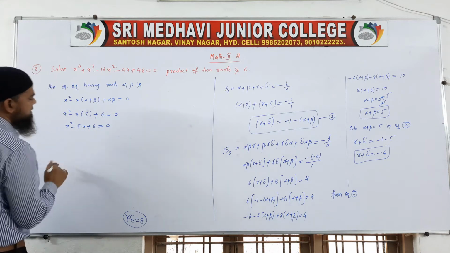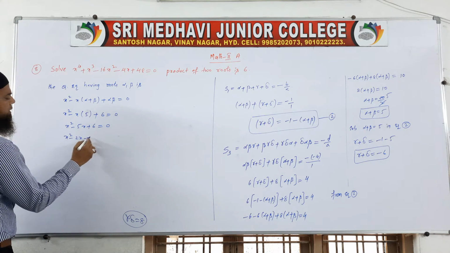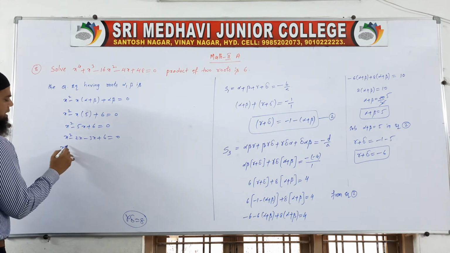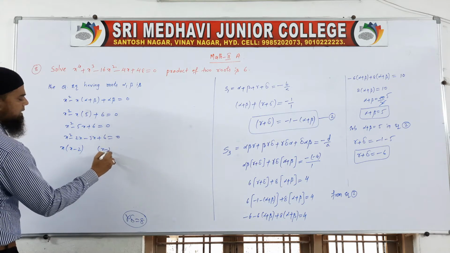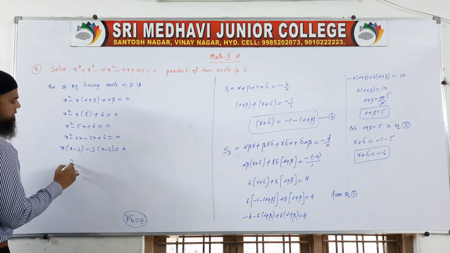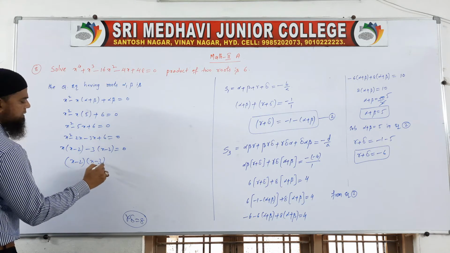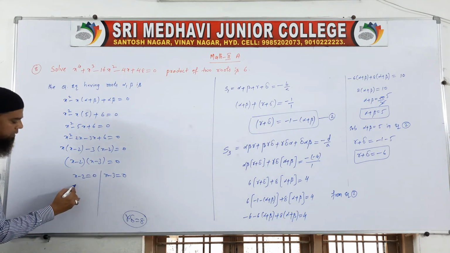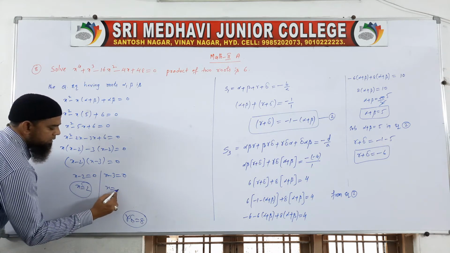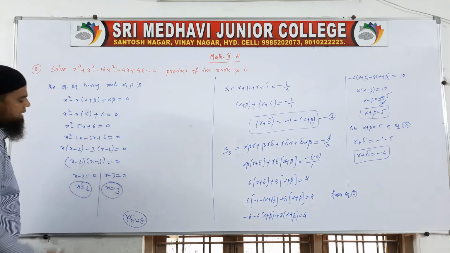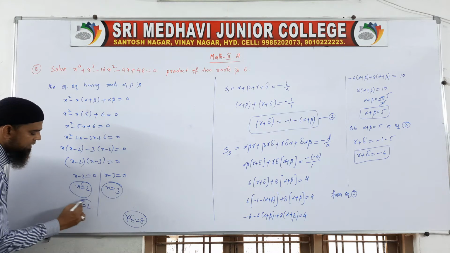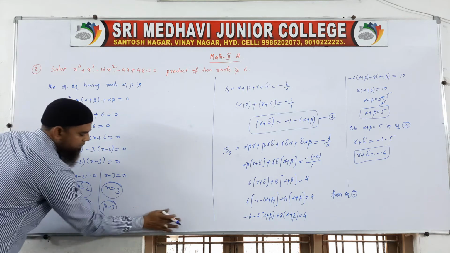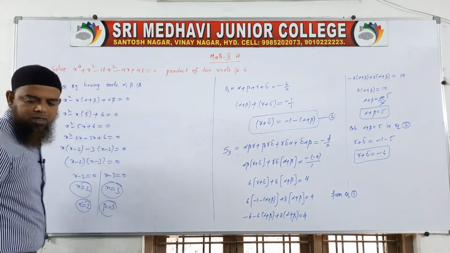Now split it into factors. X square minus 2x minus 3x plus 6 is equal to 0, since 2 threes are 6. So x into x minus 2, minus 3 outside. So x minus 2 into x minus 3 is equal to 0. X minus 2 is equal to 0, x minus 3 is equal to 0, x is equal to 2 and x is equal to 3. 2 roots are over. In that, one is alpha, one is beta. So alpha is equal to 2, beta is equal to 3. Gamma delta value is 8. Keep in your mind here, gamma delta value is 8.